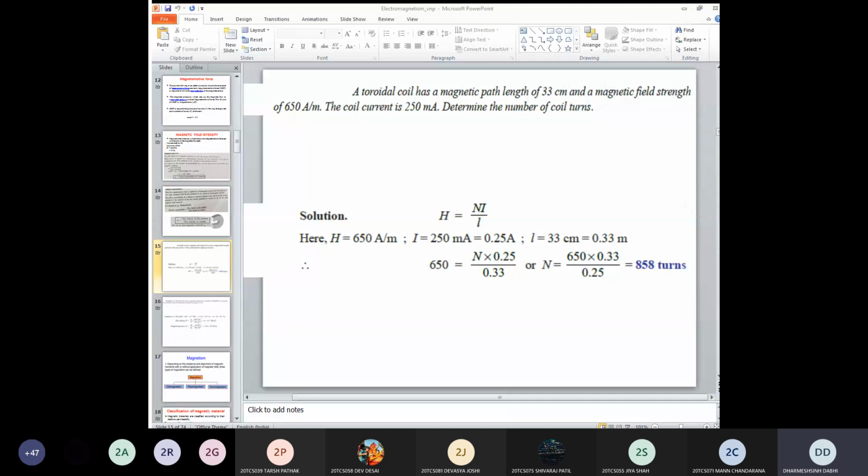So which equation do you use here? First of all, write down the given data. We just put the one equation as we have seen in the previous slide, the equation of magnetic field intensity H. It is MMF per unit length. MMF is what? N into I. Per unit length means divided by L. H is equal to NI by L. So what is the value of number of turns in that coil?